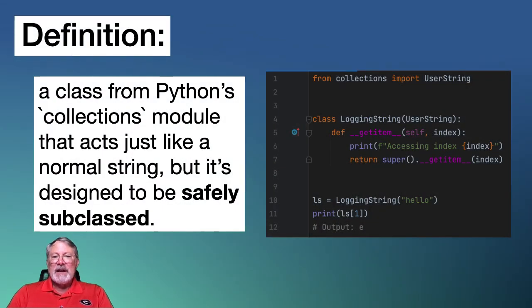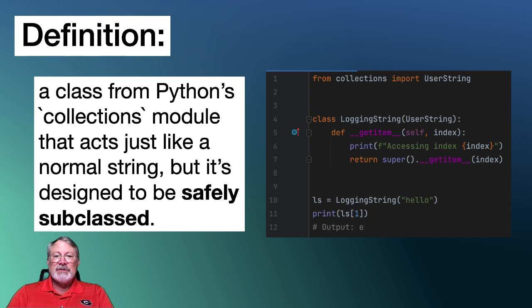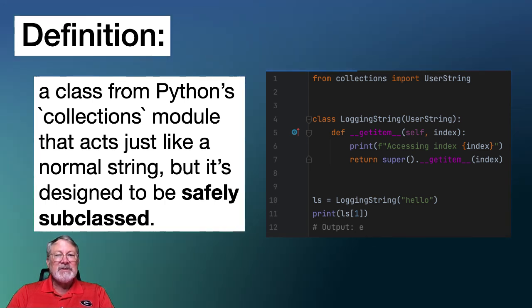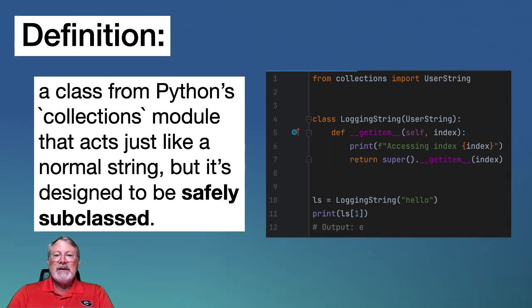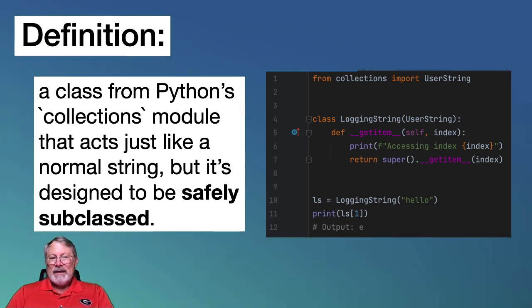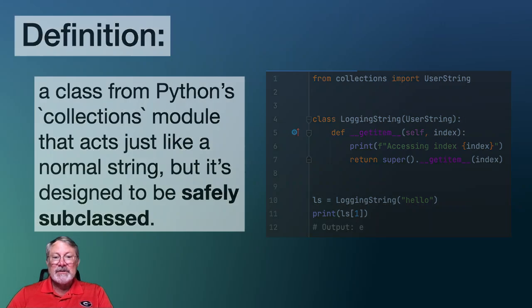If you've ever wanted to customize how strings behave, this data structure is exactly what you're looking for. Let's check it out. UserString is a class from Python's Collections module that acts just like a normal string, but it's designed to be safely subclassed. It wraps a regular string inside a class so you can easily override or customize behavior. It behaves just like a string, but gives you more control when building your own string-like classes.